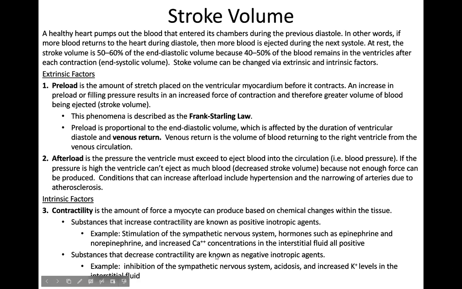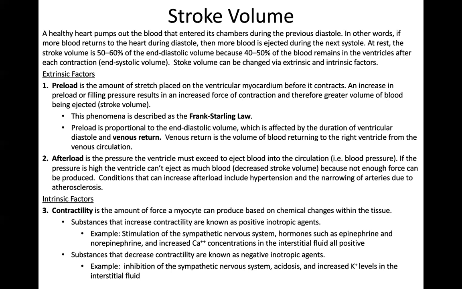What about substances that decrease contractility? We call those negative inotropic agents. Examples would be inhibiting the sympathetic nervous system. In other words, instead of that fight or flight, you're triggering a rest and digest response. Also, having a situation known as acidosis, where your body is becoming too acidic, especially around the heart, and increased potassium levels in the interstitial fluid.